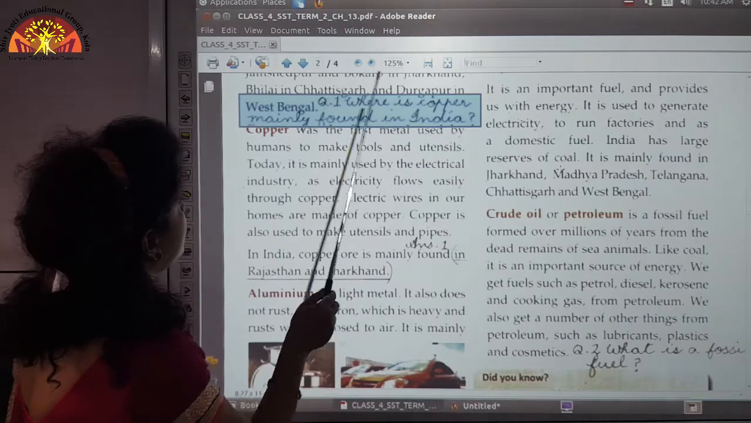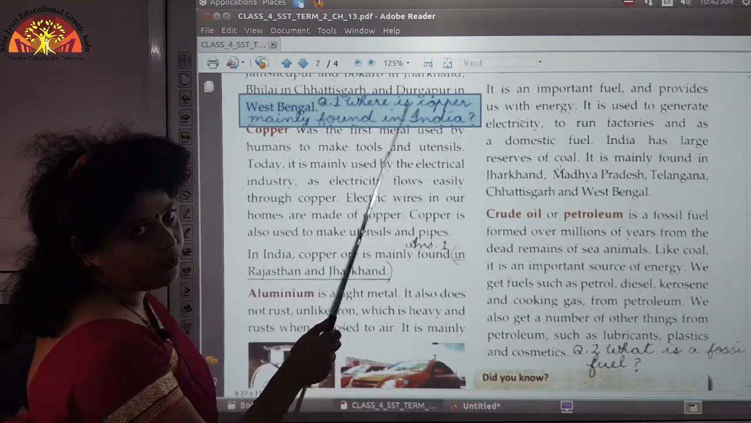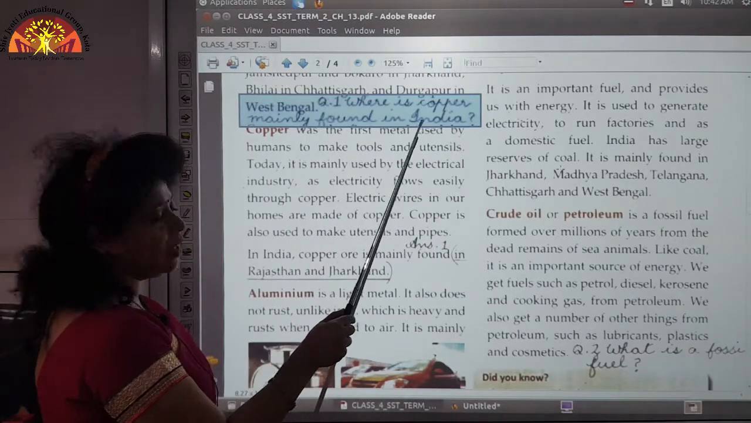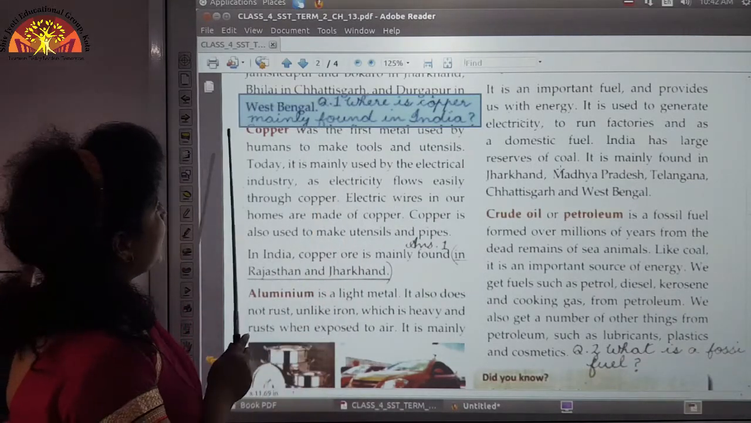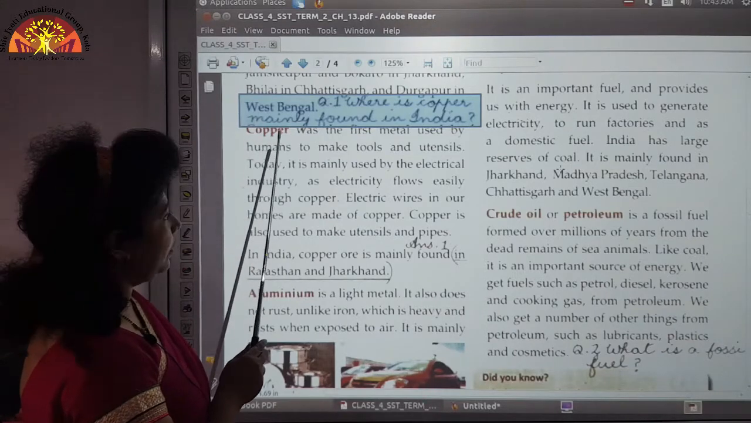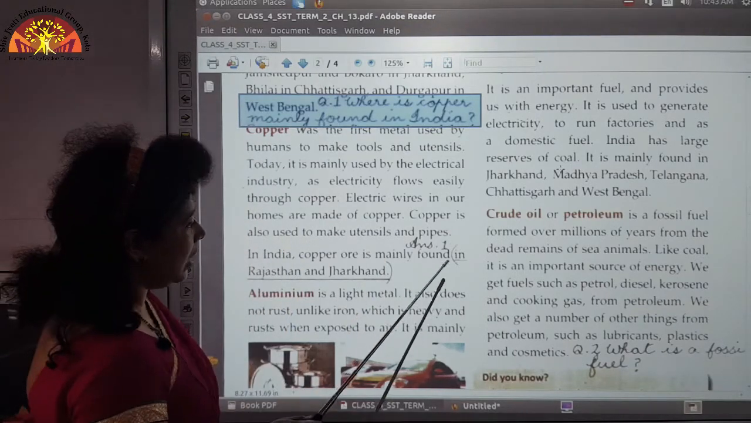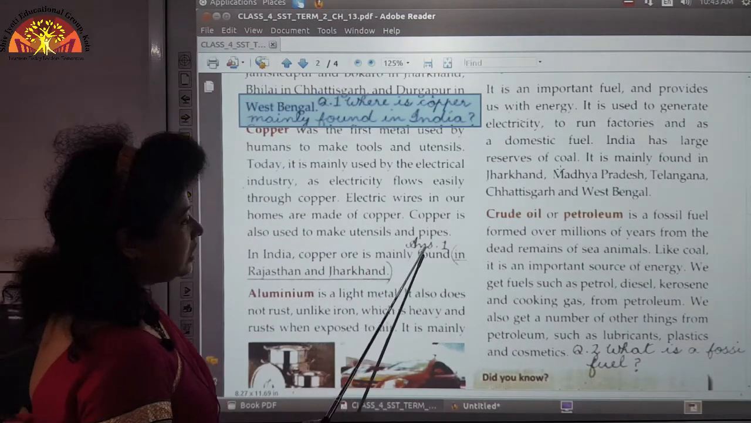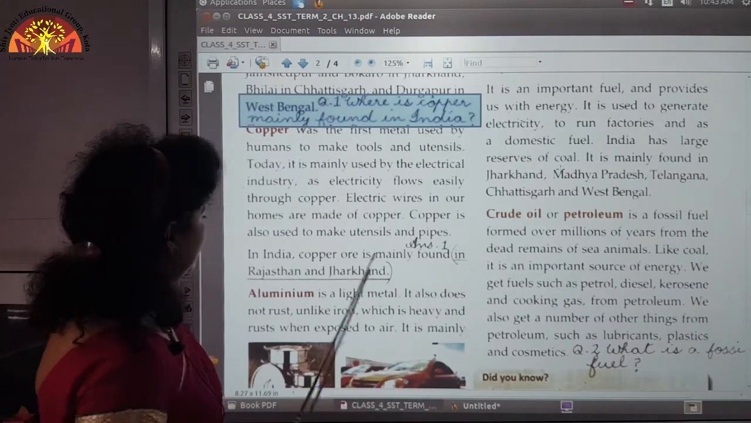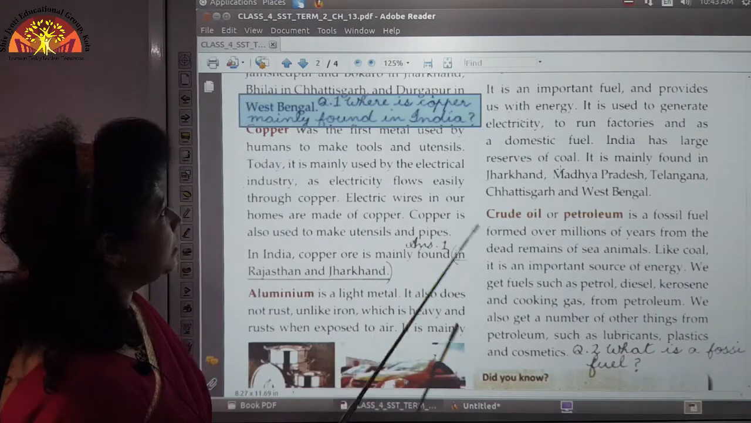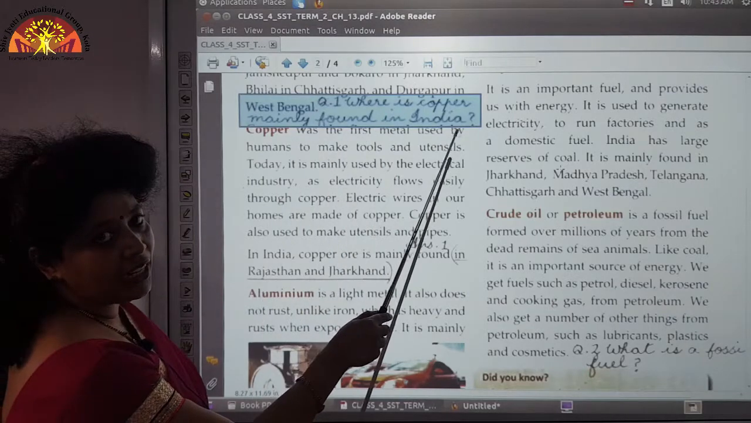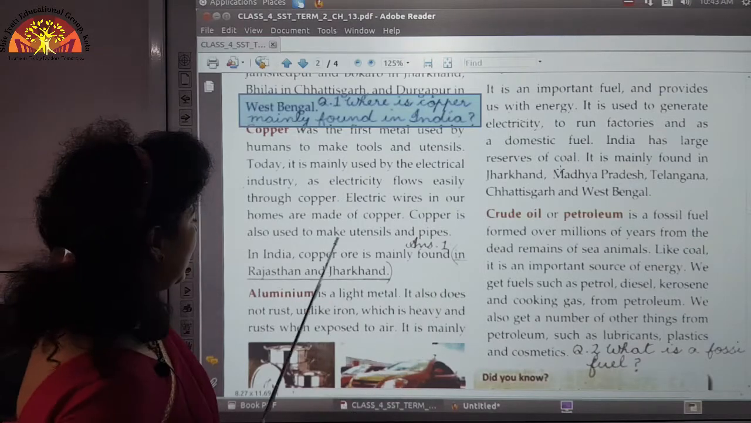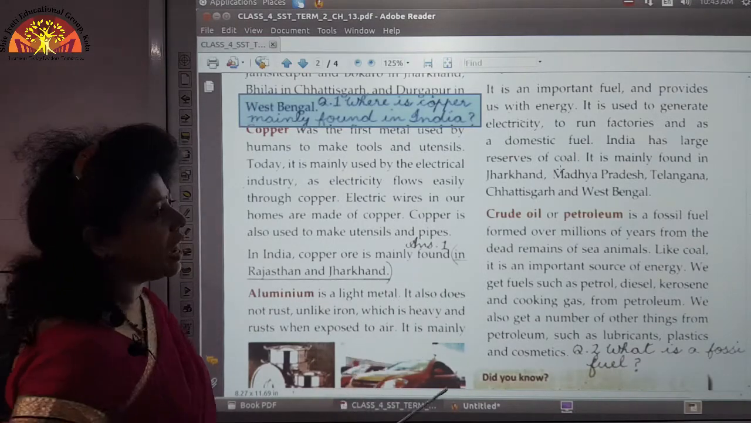Where is copper mainly found in India? The question is, where is copper mainly found in India? Page 87. Write just above the topic copper, okay, and with a scale underline in Rajasthan and Jharkhand. Write answer 1, underline in Rajasthan and Jharkhand. So, the question is, where is copper mainly found in India? And the answer is in Rajasthan and Jharkhand. You just have to underline this with your pencil and write answer 1.